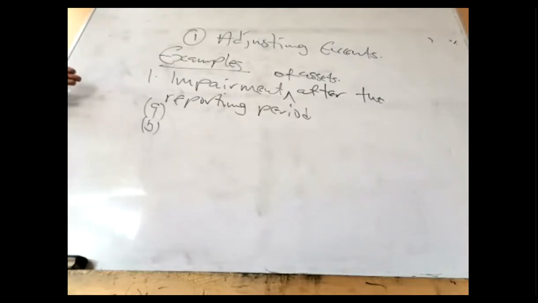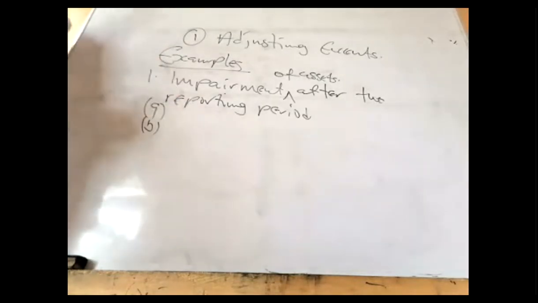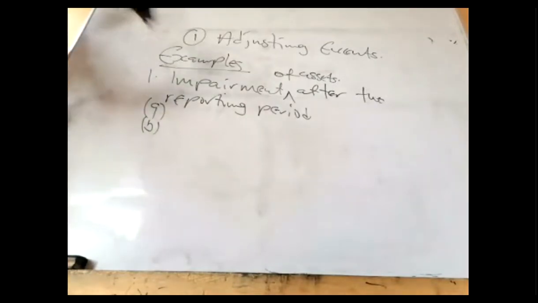The first sub is the bankruptcy of a customer. If they declare a customer bankrupt after the reporting period, whatever that customer is owing us, provided that the customer's amount is in the financial statement, not that the customer paid in 2020, and then around January 2020, they declared that customer bankrupt. No.